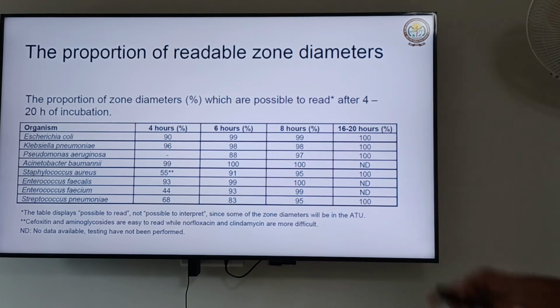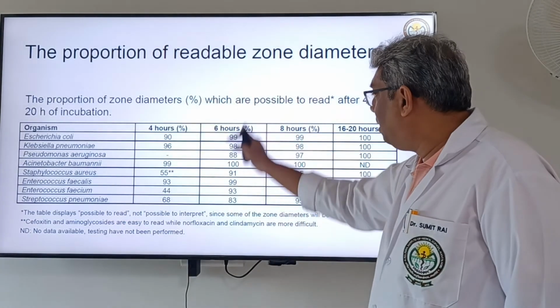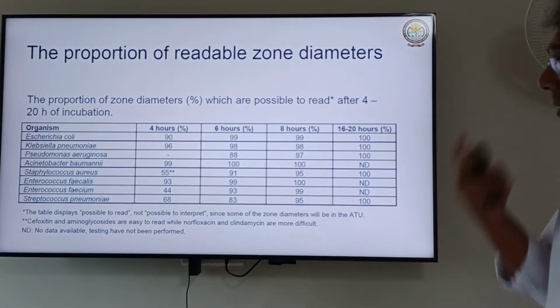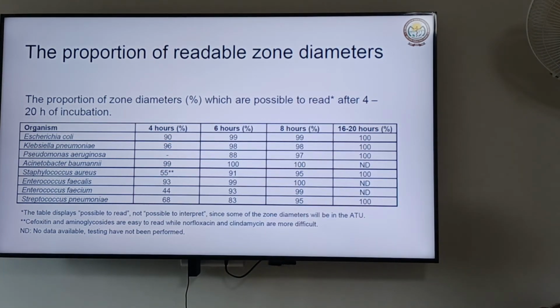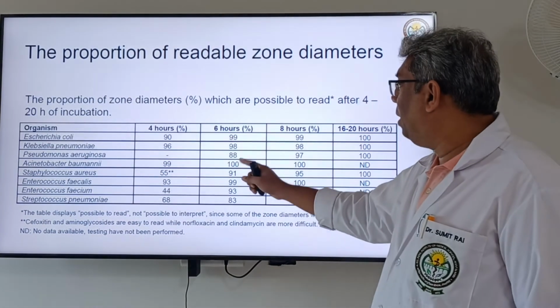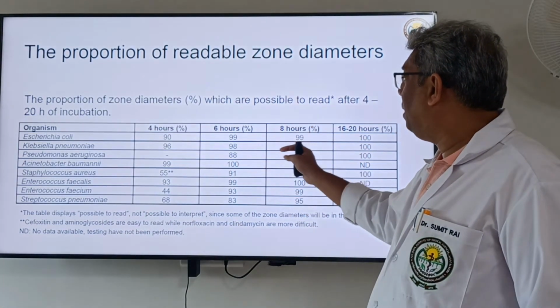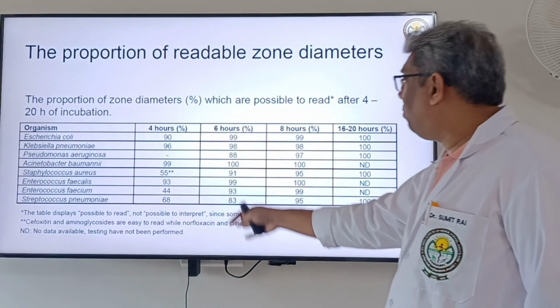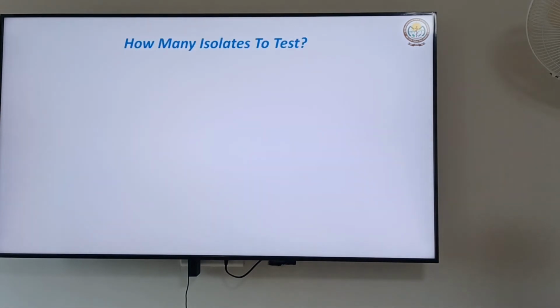They are so careful in establishing the breakpoints that breakpoints are different at 6 hours, and different at 8 hours also. This is just a 2-hour difference, and it can be a huge difference also. So you cannot extrapolate, saying, okay, if I am reading at 8 hours, let me use the 6-hour breakpoints. No, the 6-hour breakpoints are different, the 8-hour ones are different.